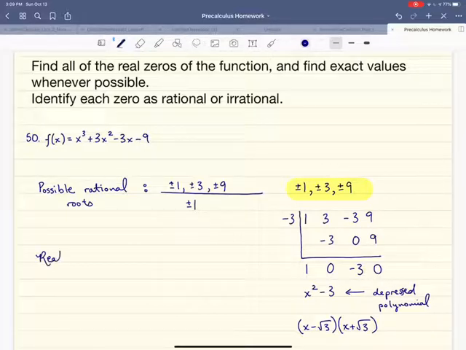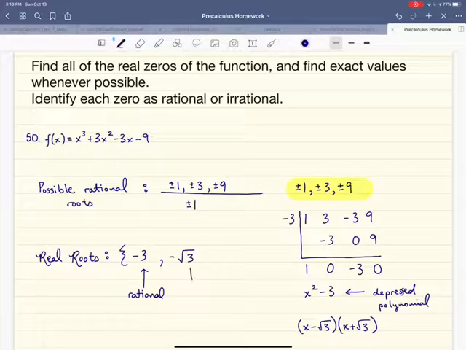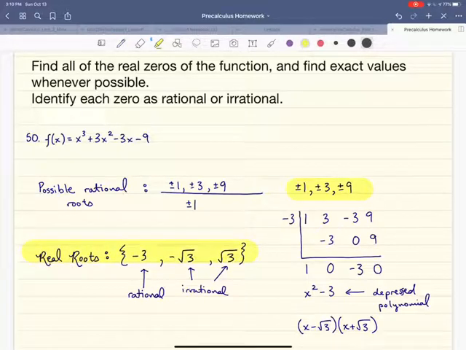So I'm going to write out the real roots in a list. Negative 3 is rational. Negative root 3 is irrational. And positive root 3 is also irrational. So this gives me the real roots of this polynomial function, and I've identified each zero as rational or irrational.